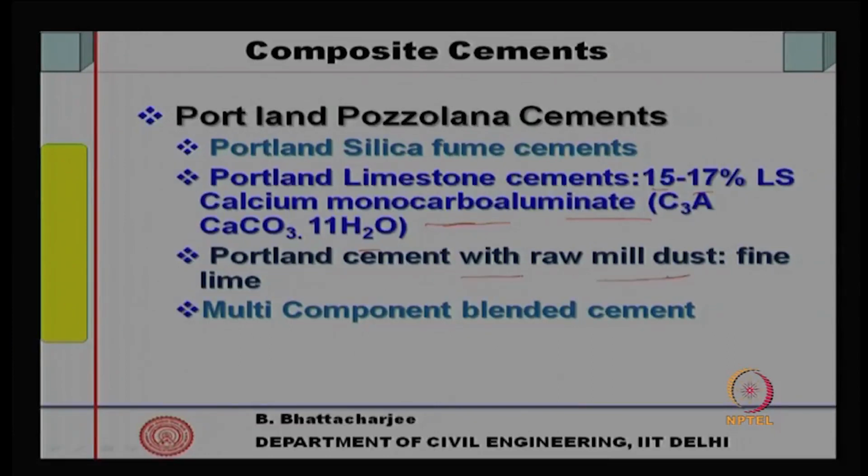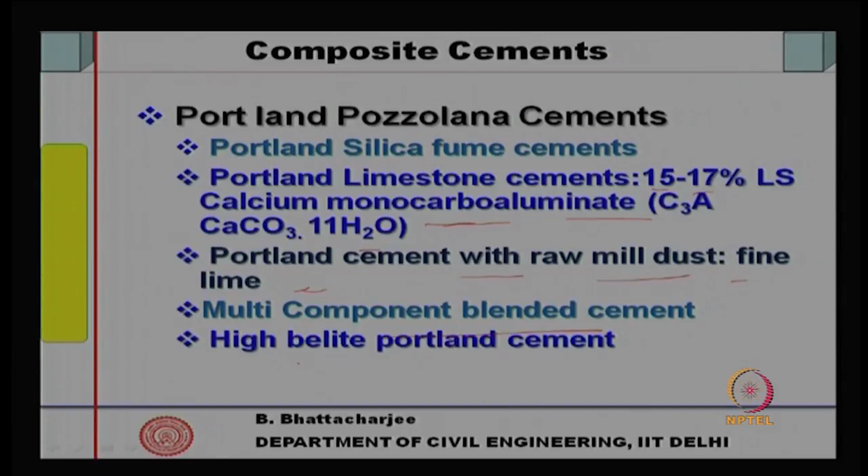Portland cement with raw mill dust. Raw mill dust, that is dust of clinker or dust of limestone, can be added as fine filler to the cement, and they also seem to improve properties. Some of them go into the blended cement as well. So, you can have multi component blended cement, for example, slag, fly ash, everything together. There is another cement with high belite, that is high C2S cement, something like a modified cement.